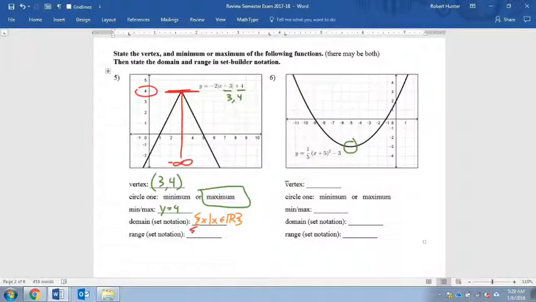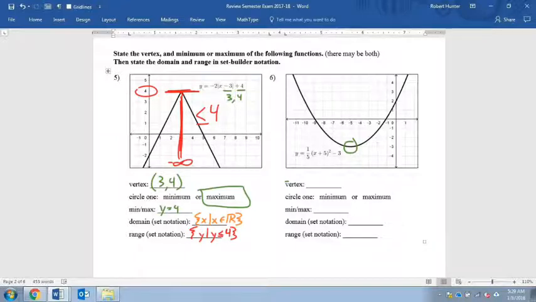So y is less than or equal to 4, because everything is below it. Everything down here is less than that 4, or equal to, because it can be the 4. Right. 6 is the same way.